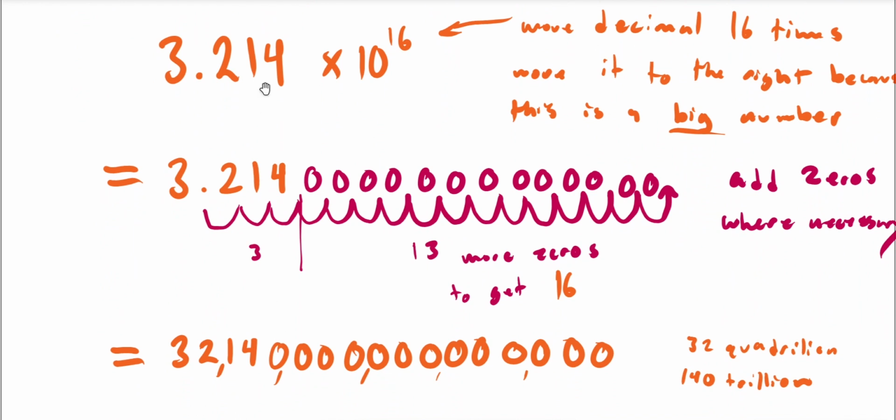And so what we wind up with for 3.214 times 10 to the 16 is 3214 and then 13 zeros. Now, putting the commas every 3 zeros, starting from the right, as you do, we wind up with 32 quadrillion, 140 trillion as a number.